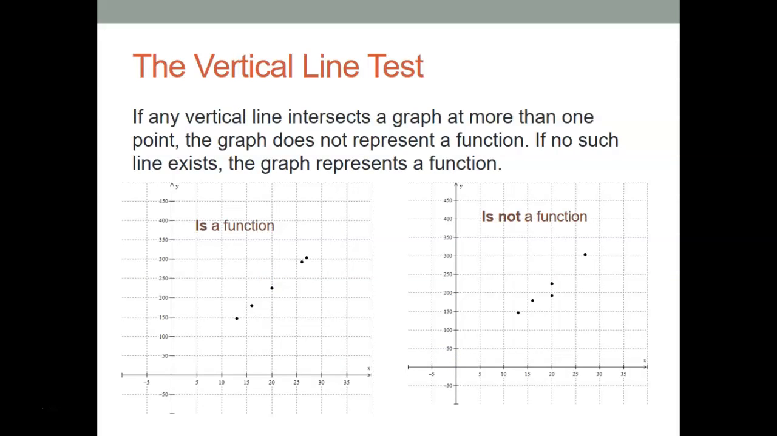And when you're looking at a graph and trying to decide whether it counts as a function or not, the way you can tell is by using the vertical line test. So that says if any vertical line, any straight up and down line, intersects a graph at more than one point, the graph does not represent a function. If no such line exists, the graph does represent a function. So something like this is a function. Something like this is not a function, because if you drew a vertical line right here, there would be 2 points on that line.